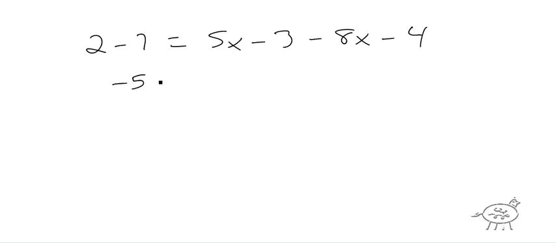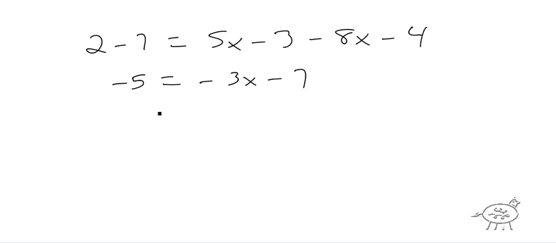2 minus 7 equals 5x minus 3 minus 8x minus 4. Okay, it looks kind of complicated, but I'm going to combine like terms. I could move the x over to the left side already, but I'm going to combine terms. So 2 minus 7, negative 5. 5x minus 8x is negative 3x. Negative 3 minus 4 is negative 7.